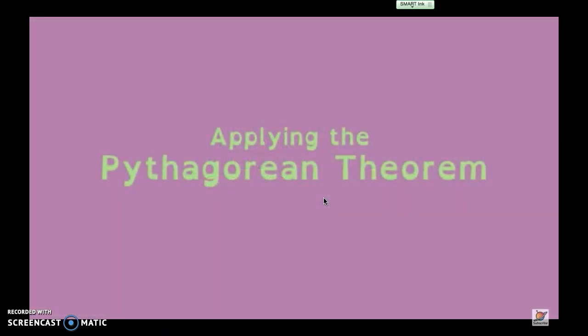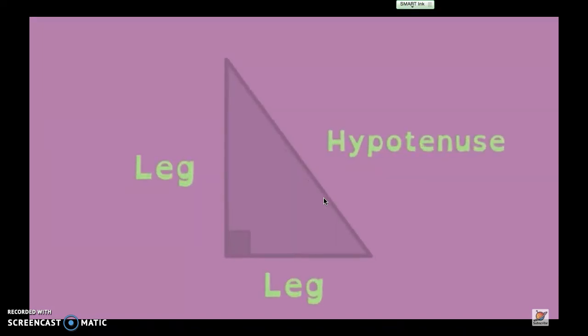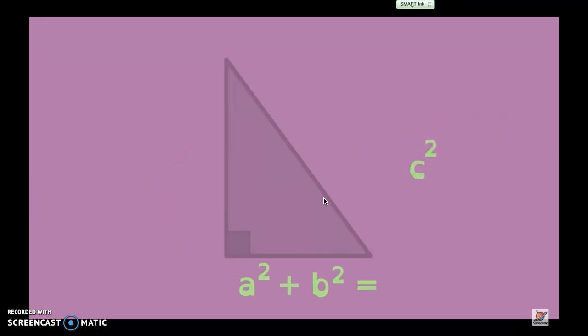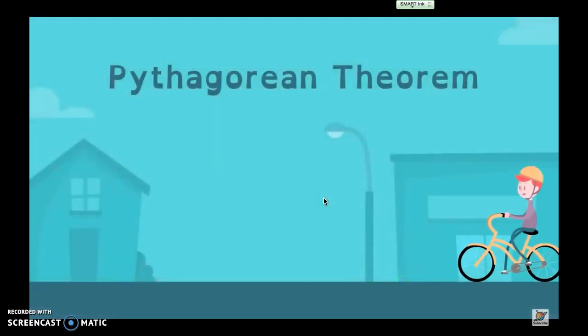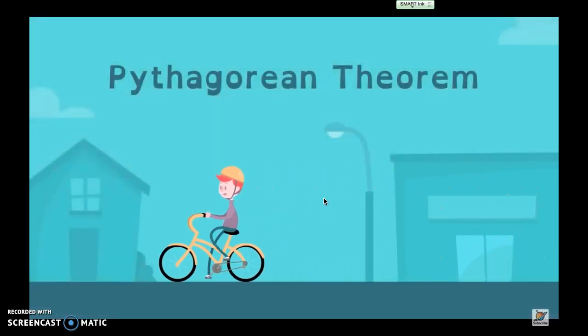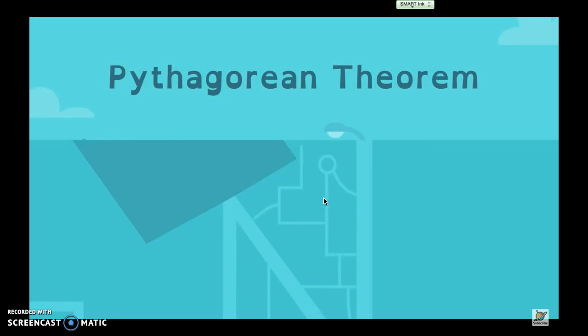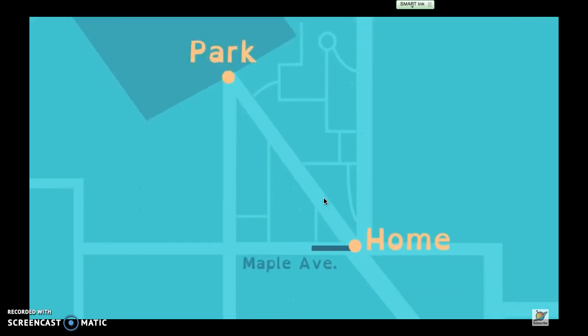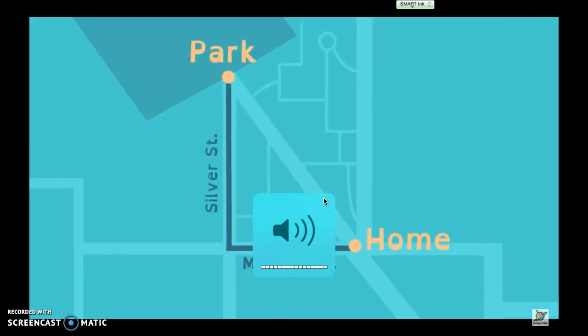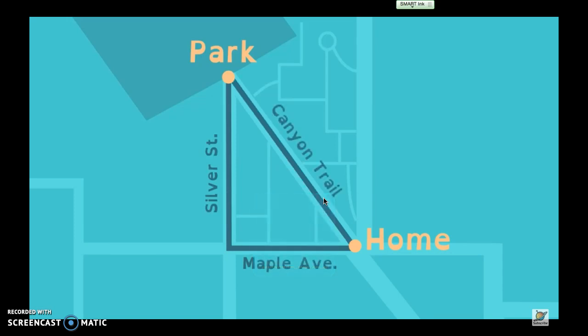Applying the Pythagorean theorem. The Pythagorean theorem states that the measure of 2 legs of a right triangle squared and added together equals the square of the hypotenuse. The Pythagorean theorem helps people solve real-world problems. Lucy usually bikes to the park along Maple Avenue, then up Silver Street. Is Canyon Trail shorter? She knows the 2 legs, Maple Avenue and Silver Street, are 3 and 4 miles long.